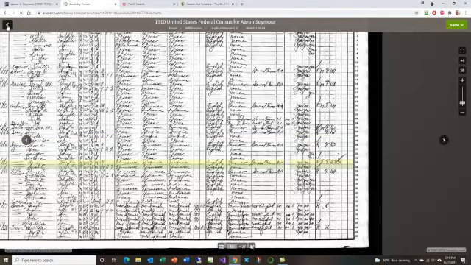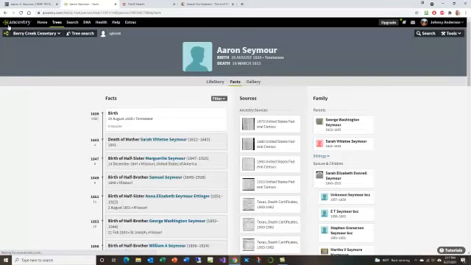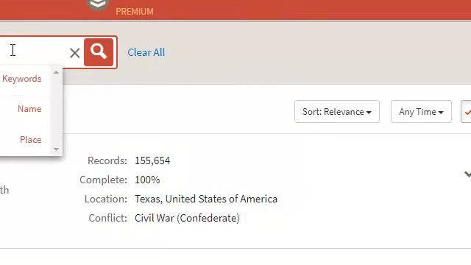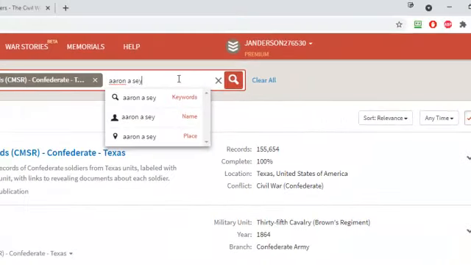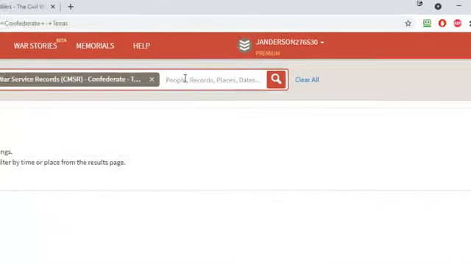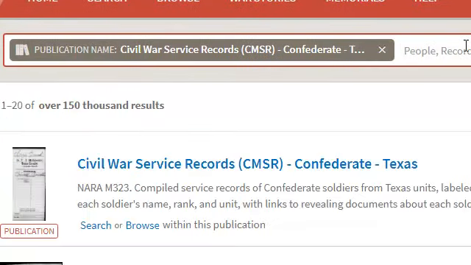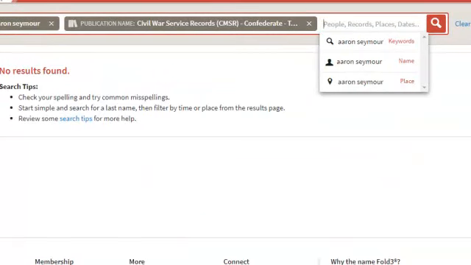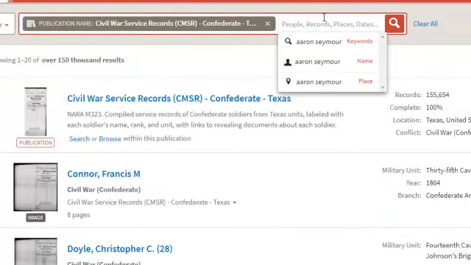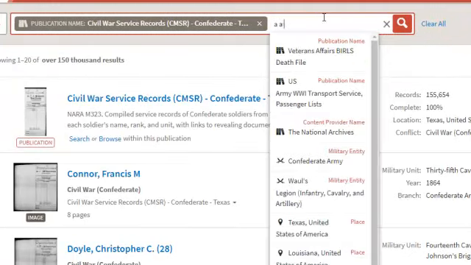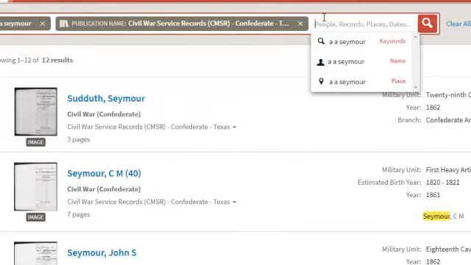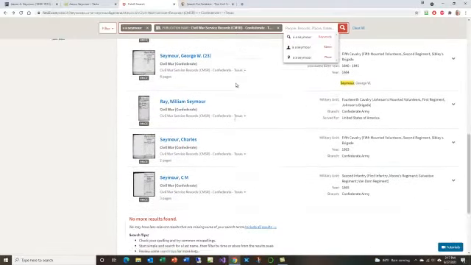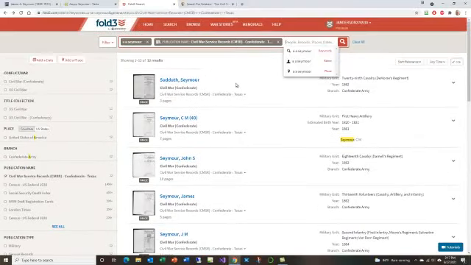So with that, we just need to go find what unit Aaron served with. We know he lived in Texas. We know he lived in Williamson County. So let's search for Aaron Seymour. We're going to start with the best match, first name, middle initial, last name. We've got nothing. Going to go with first name, last name. Again, no results. The Fold3 search engine is not very forgiving. So let's try A.A. Seymour. We've got some Seymours here, but there's not an AA and there's not an Aaron. So we're not having much luck.